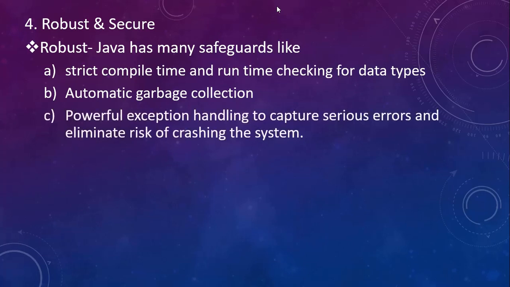Third, a powerful exception handling mechanism is there in Java, which was not there in C++. It was not so powerful. So this powerful mechanism helps to capture serious errors, and it helps to eliminate the risk of crashing the system. So these three are the main features which ensure that the code that you write is reliable.